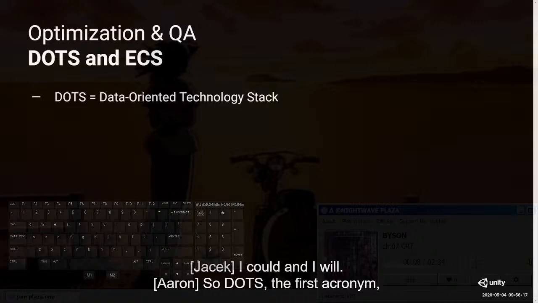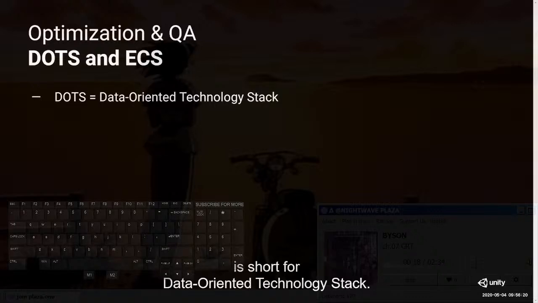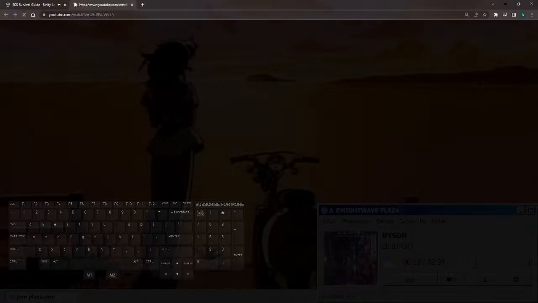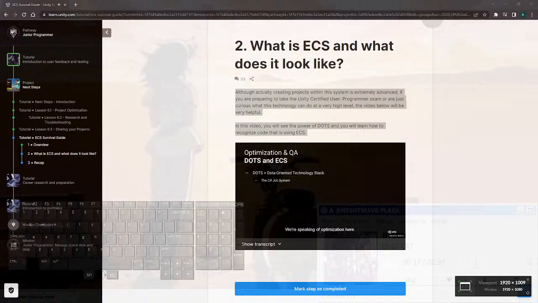I will. So DOTS, the first acronym, is short for Data-Oriented Technology Stack. Okay, and it's basically a stack or a bunch of technologies that come together to make Unity much, much more performant. We're speaking of optimization here. And it's basically an entirely new way of thinking about your code, thinking about the way you structure your project in a way that will allow you to make much, much more complex games that run smoothly on different devices.